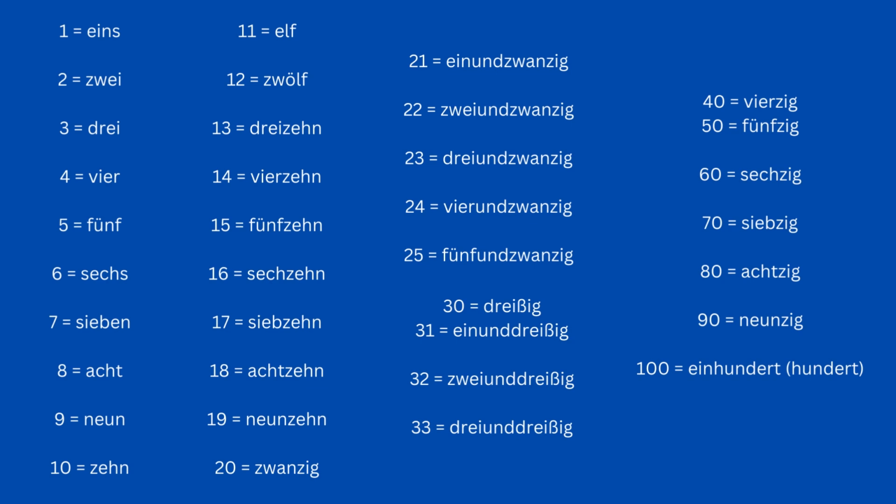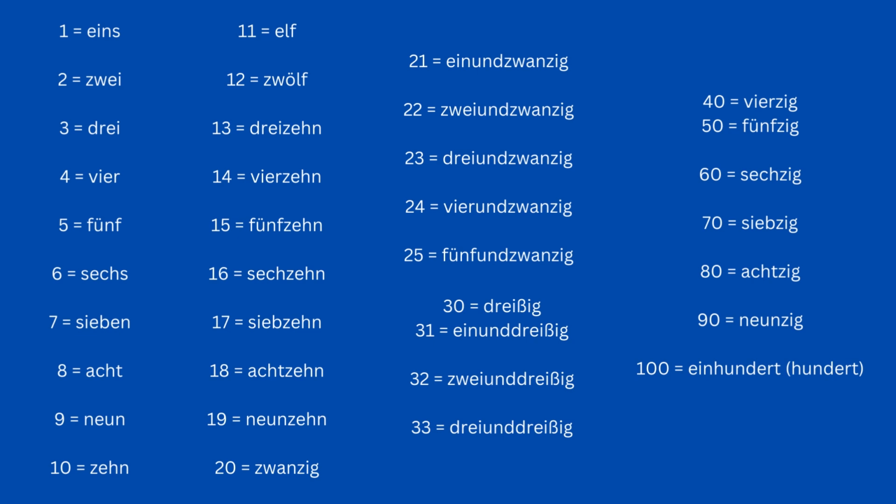20 is 20. So from 20 you can say 21, 22, 23, like that it goes. So 26 can be 26, 27, 30 is 30, 31 is 31, 32 is 32, so 35 you can see 35.